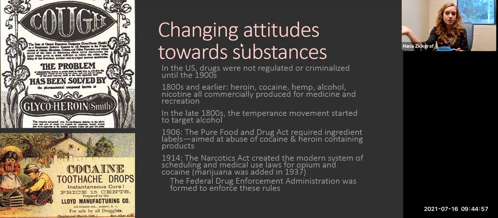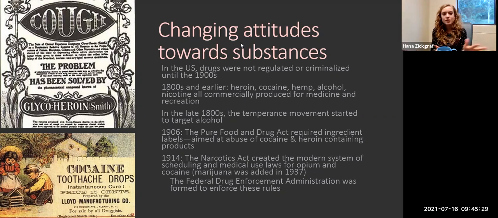So there was no regulation or criminalization of any drugs, including medicines, until the 1900s. So during the 1800s and earlier, especially in the United States, but also in Europe, Asia, all over the world, drugs like heroin, cocaine, hemp, which can sometimes contain THC, alcohol, and nicotine were all commercially produced, and they were all used for both medicinal and recreational purposes. The people selling those drugs didn't really make a distinction between how they were going to be used.